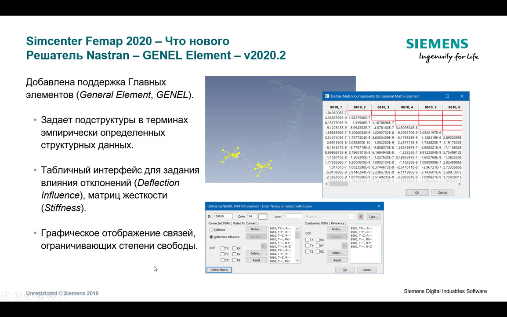Finally, another entity type that was added in version 2020.2 for multiple Nastran solvers was support for the general element, or the GENEL as it's known. It allows you to define a substructure in terms of empirically determined structural data. There is a table interface for defining deflection influence or stiffness matrices information, and then there is a graphical representation drawn that represents the connected degrees of freedom to the constrained degrees of freedom.